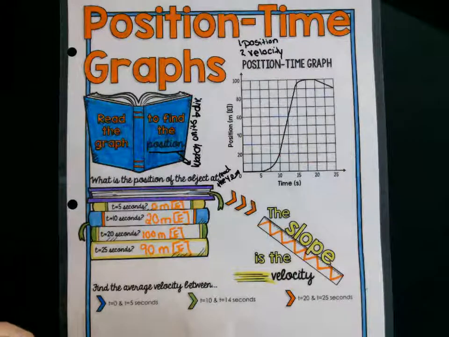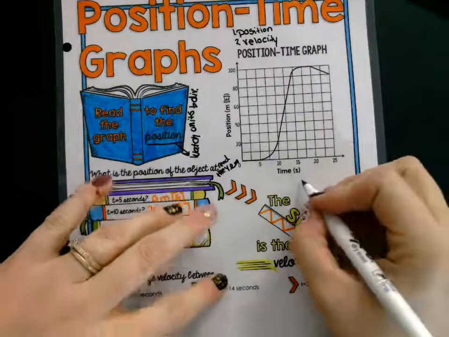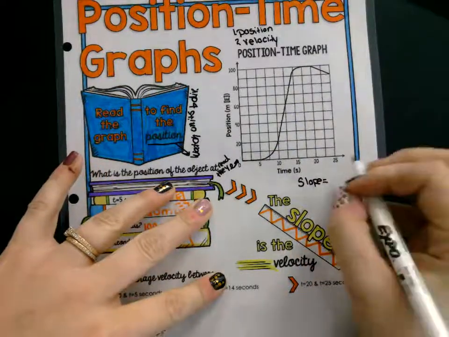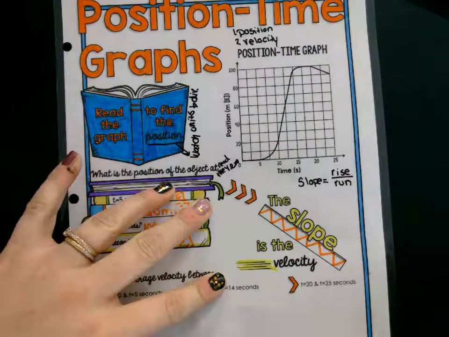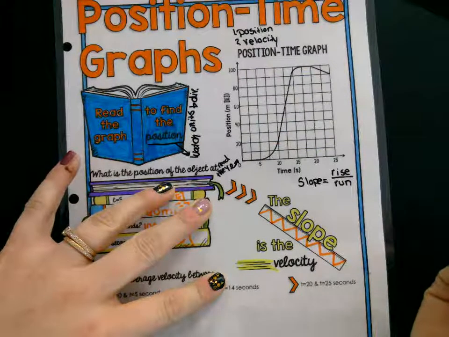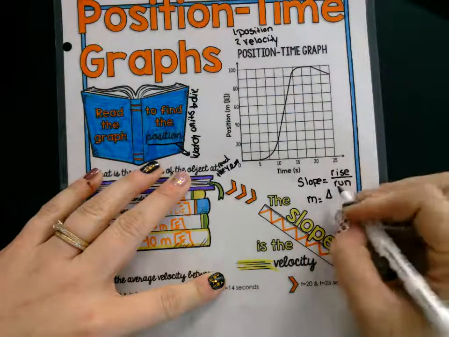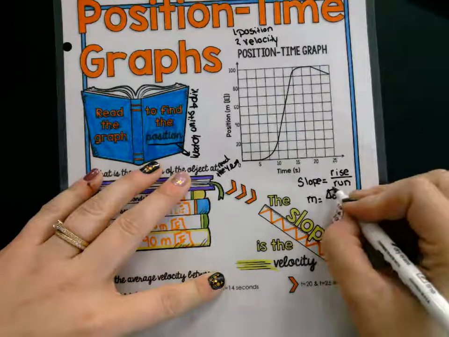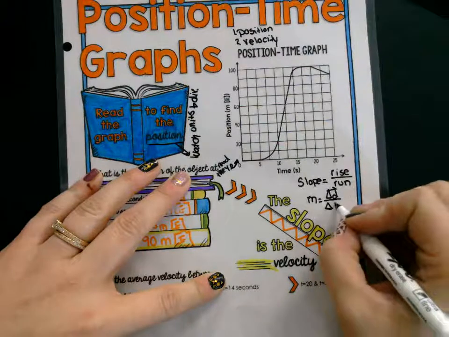Now we want to know about velocity. So that's when we're going to take another look at this. Position is the most obvious thing to get off a position time graph, but we can also get velocity. Velocity is represented on a position time graph by the slope of the graph. If you remember from math, slope is equal to rise over run. So the slope is equal to the change in distance over the change in time. I can represent that mathematically as the slope, m, is equal to the change in distance over the change in time.